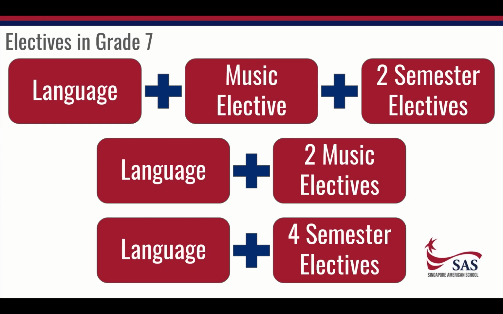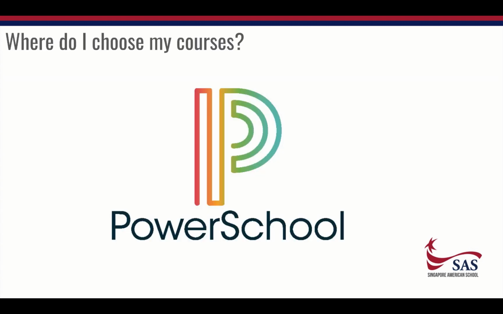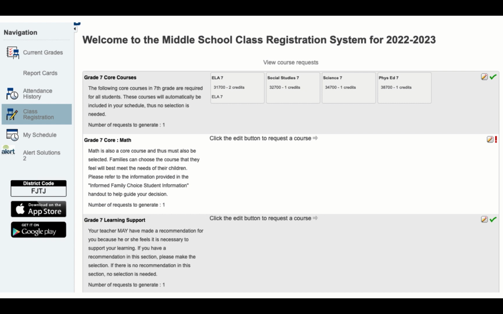And again, here's just a quick overview of the 3 different ways that you can build out your elective program in grade 7. In order to select your courses, you will use PowerSchool. When you log into PowerSchool and click the class registration button on the left-hand side, it will take you to this screen. The first thing that you'll notice is that 4 of your core classes have already been selected for you. And that's because all students in 7th grade take these 4 core classes. So there's nothing to do with the first step.